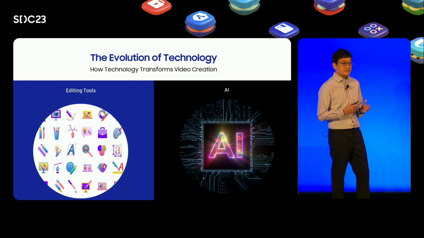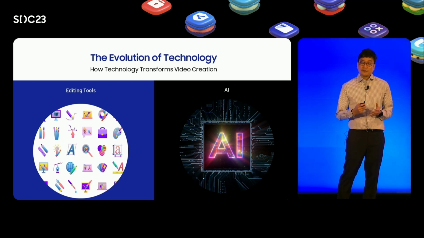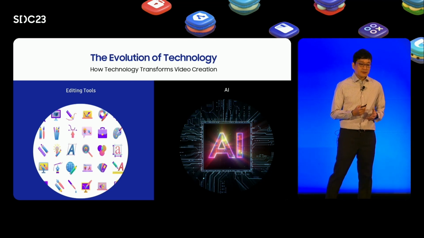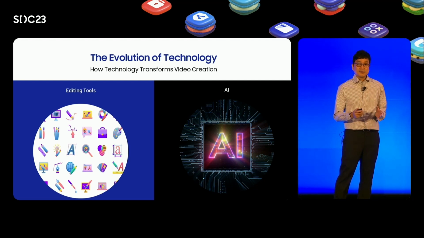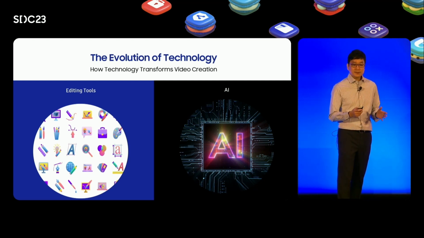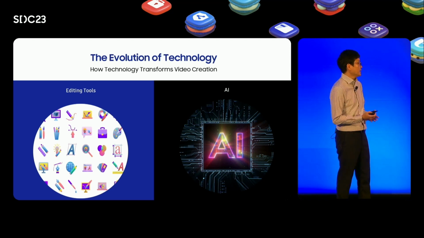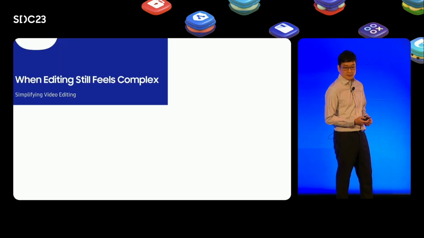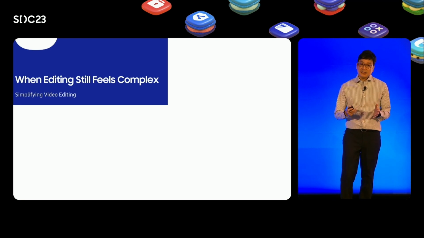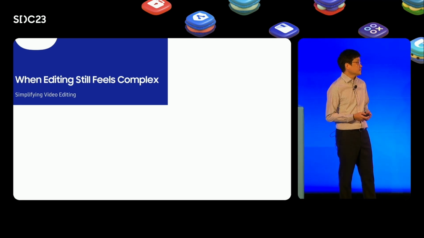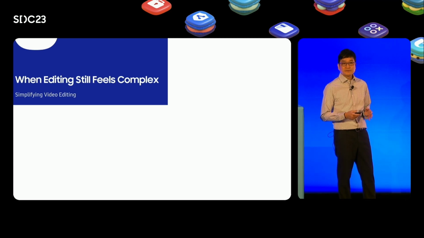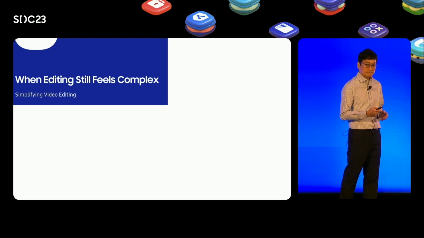AI is rapidly evolving, seamlessly integrating with editing tools. Now it can identify faces, track objects, and even create images and videos. The possibilities are expanding every day. But despite the advancements in technology we have witnessed, it is still challenging for many people to edit videos for sharing with friends and family.